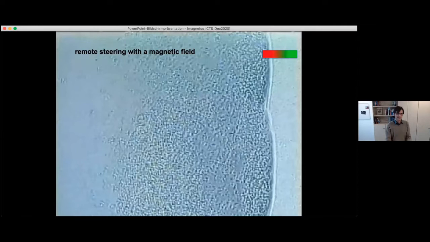And the nice thing is that this steering mechanism works remotely. So this is interesting if you're thinking about making micro robot applications or something like this. Then of course it's very important that you don't have to manually access a microscopic particle to direct it, but rather you can do it remotely, like with this magnetic field.